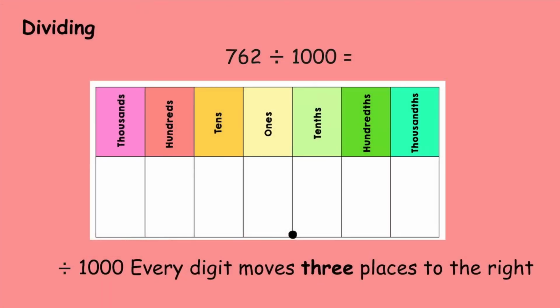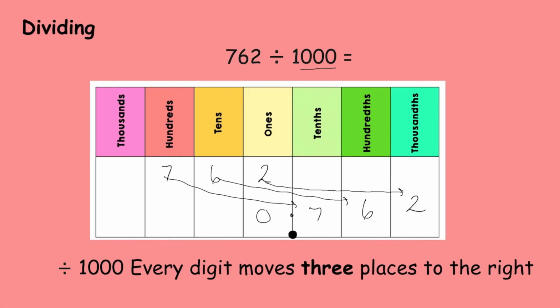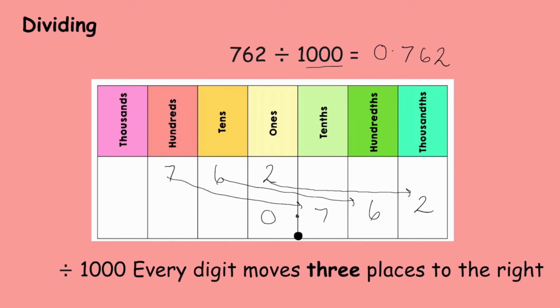Dividing by 1,000, we move all digits 3 places to the right. Here, 762. The 2 from the ones goes all the way to the thousandths. The 6 from the tens goes to the hundredths. The 7 from the hundreds goes to the tenths. We put a decimal point and put a 0 in front of the decimal point. Therefore, 762 divided by 1,000 is 0.762.